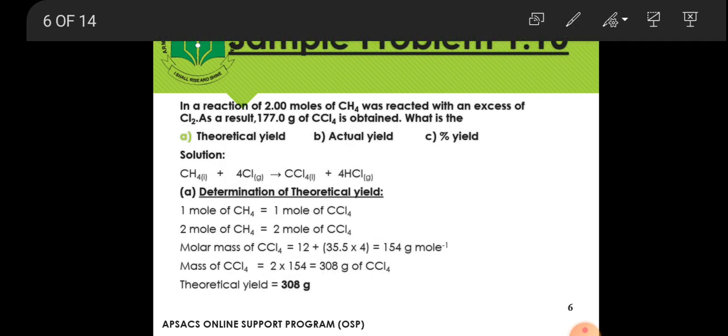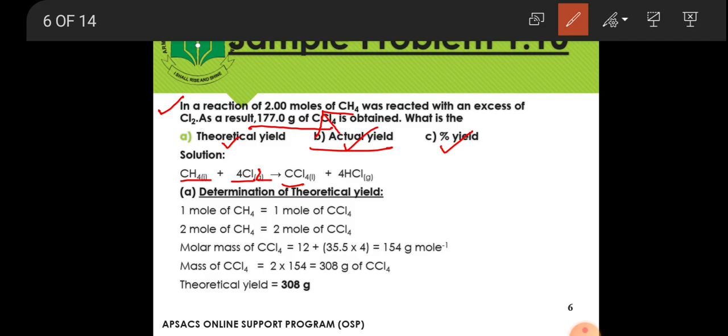Sample problem number 1.10. The question is, in a reaction, 2 moles of methane were reacted with an excess of chlorine. As a result, 177 gram of CCl4 is obtained. 177 gram CCl4, this is the actual yield. So what do we have to calculate? We have to calculate the theoretical yield and the percentage yield. The actual yield is given in the question.